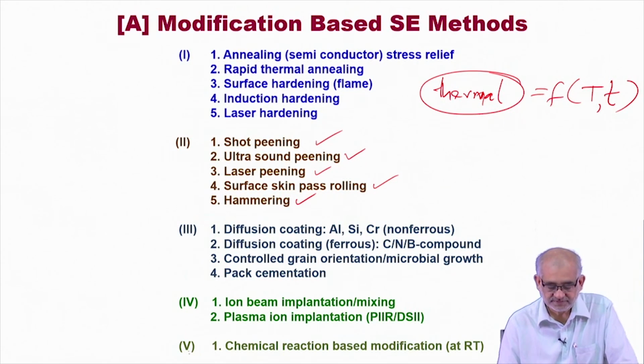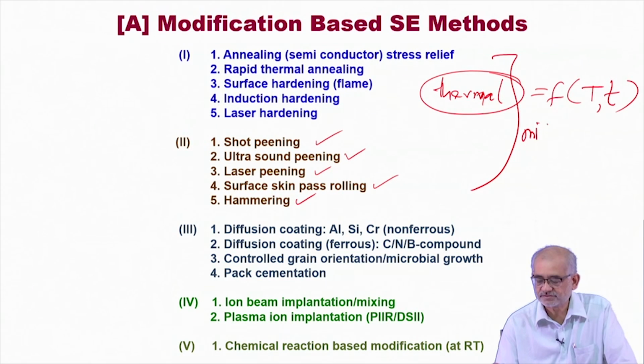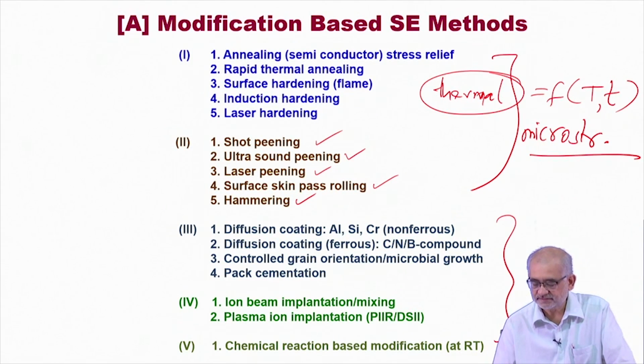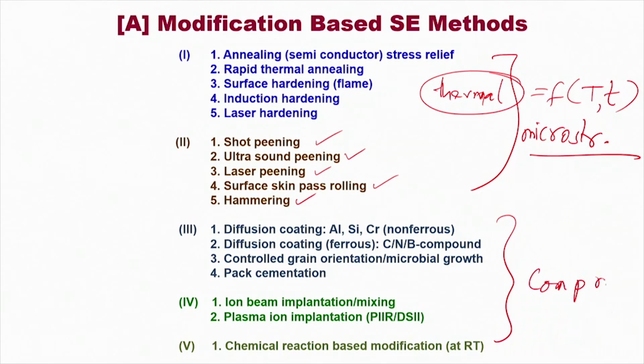Then these three, the groups of 3, 4 and 5, here we are changing composition. So these two only change the microstructure, and here we are changing the composition as well. And how are we changing? Either by thermally activated diffusion. So these processes are a function of temperature. So temperature determines what will be the depth of penetration.